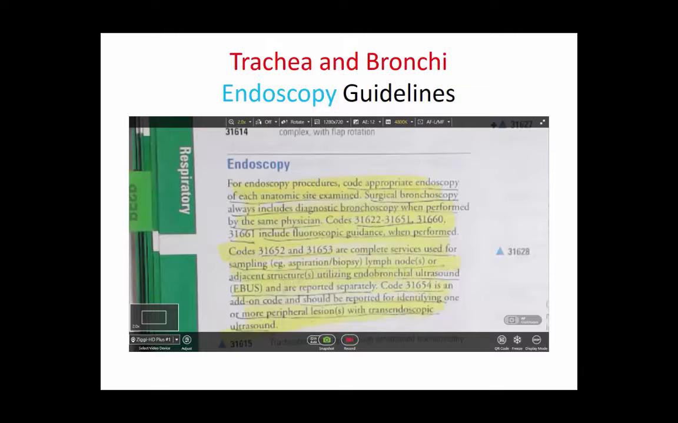And it's mentioned in the guidelines, the surgical bronchoscopy includes a diagnostic bronchoscopy when it's performed by the same physician. And its range of codes that are given there includes fluoroscopic guidance when it's performed. Two codes were mentioned, 652 and 653, as complete services used for sampling lymph nodes or adjacent structures utilizing EBUS and are reported separately. And last of all, code 31654 is an add-on code used for reporting one or more peripheral lesions with transendoscopic ultrasound.